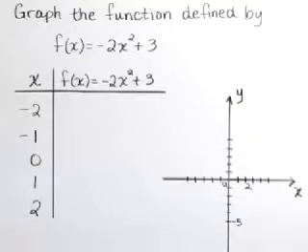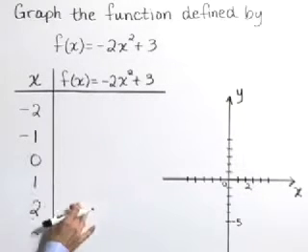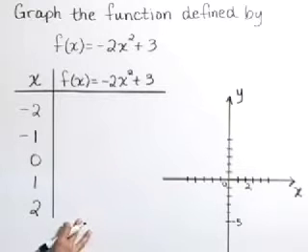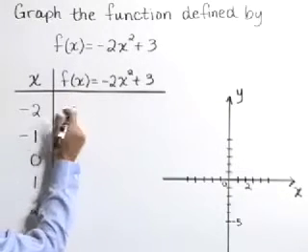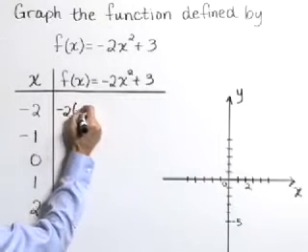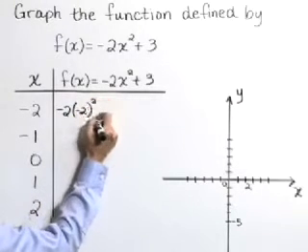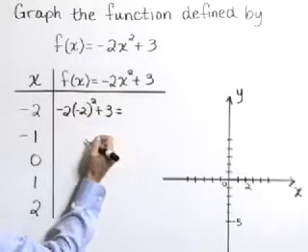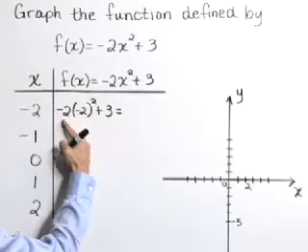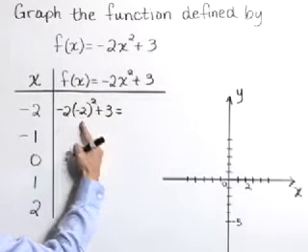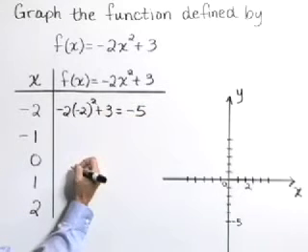Graph the function defined by f of x is equal to negative 2x squared plus 3. Let's go ahead and generate a t-table full of points, and we'll use those points then to graph this function. In our function, if we let x equal negative 2, then f of x is equal to negative 2 times negative 2 in parentheses squared plus 3. Negative 2 quantity squared is 4 times that negative 2 is a negative 8 plus 3 is negative 5.